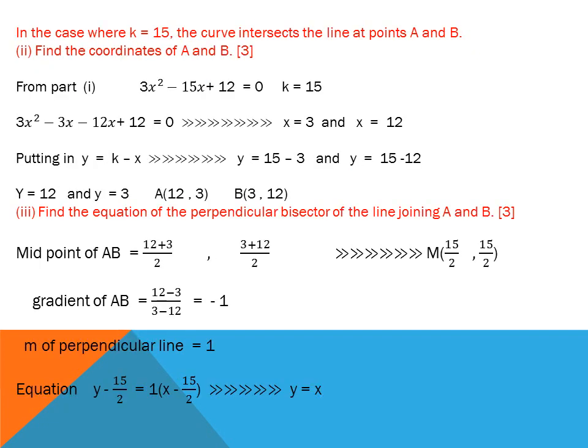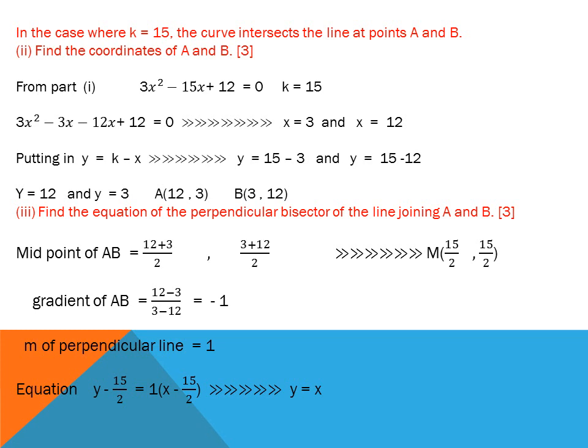And second part, in the case where k is equal to 15, the curve intersects the line at points A and B. Find the coordinates of it. Only apply the value of k equal to 15 in the previous part. So it will become 3x square minus 15x plus 12. I applied the midterm break method here. You should use the quadratic formula for your easiness, because in the quadratic formula you only need a calculator. It is very easy to get the value. When I use the midterm break method here, I find that x is equal to 3 and x is equal to 12.